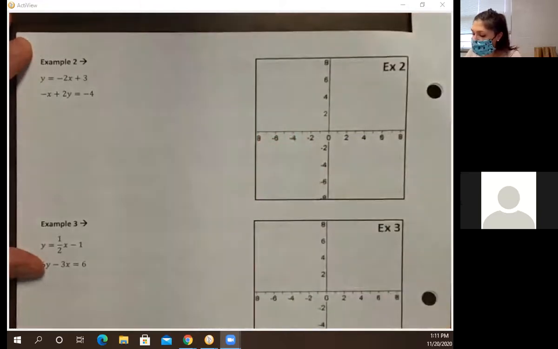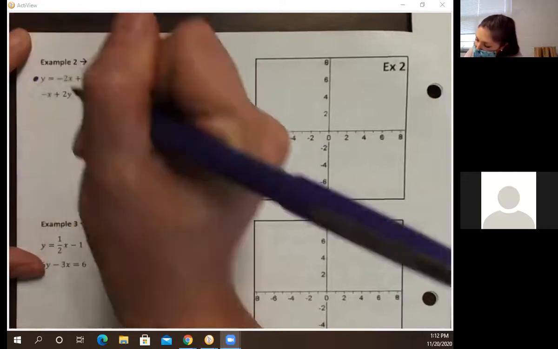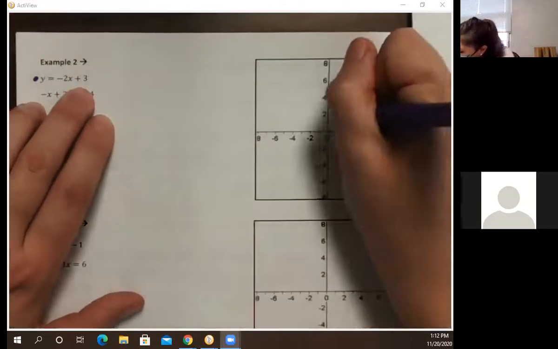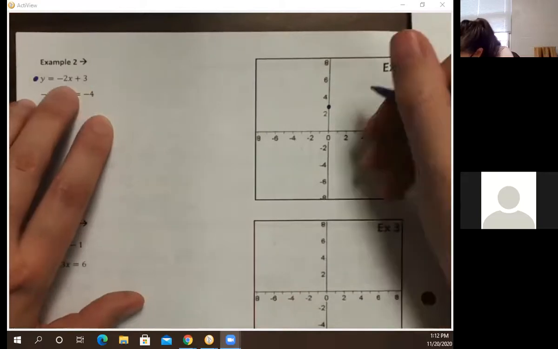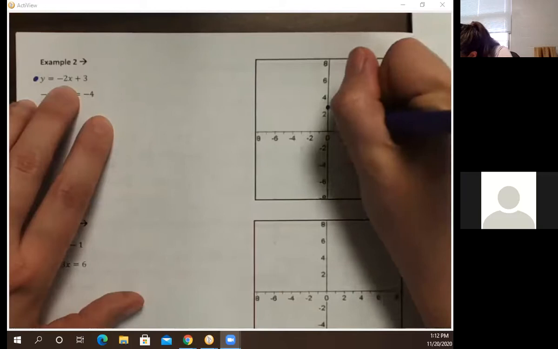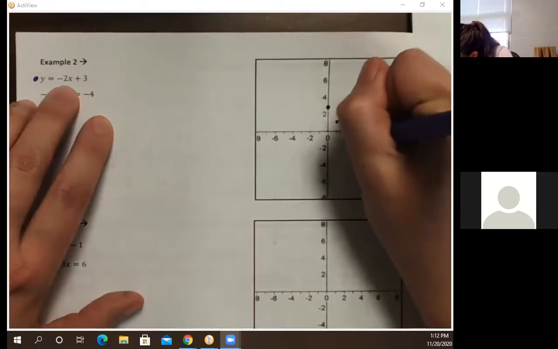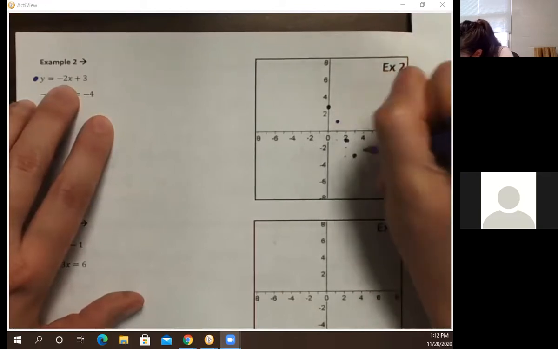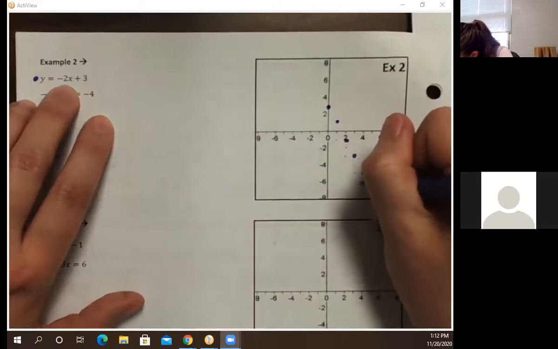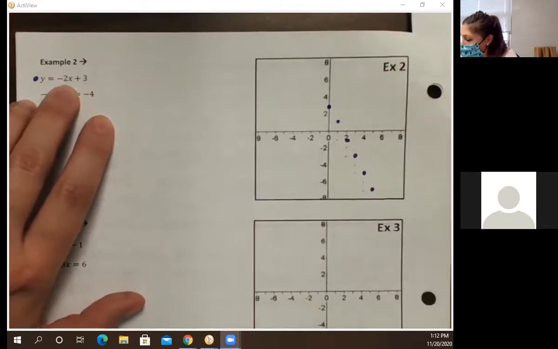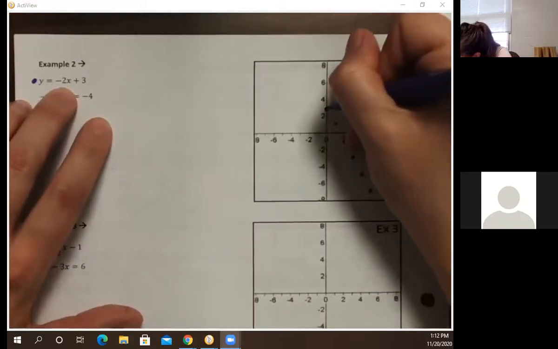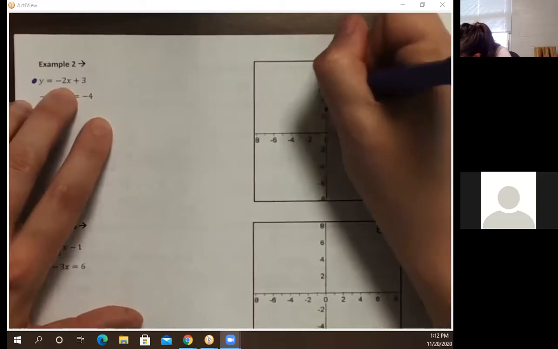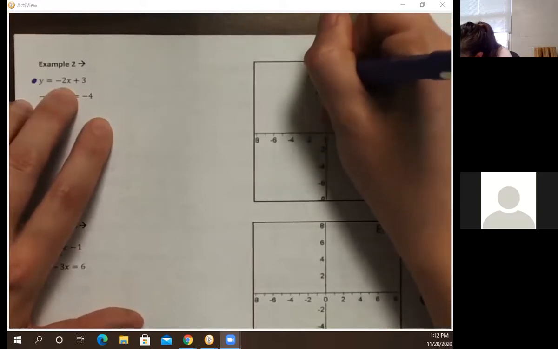So for example 2, again, I've got two lines. I'm going to graph each of them. So my first line, my y-intercept is at 3, and my slope is negative 2, so down 2 over 1, down 2 over 1, down 2 over 1. I plot as many points as I can. I'm going to trace them back this way as well. This would be up 2, back 1, up 2, back 1.